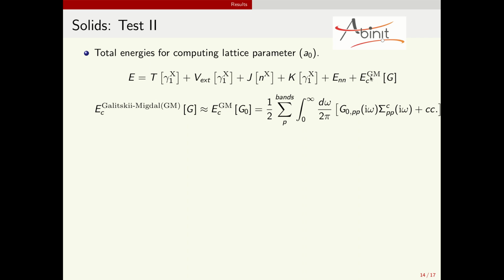But thanks to the Galitskii-Migdal expression, we know that it's also a functional of the Green's function. We can recover the correlation energy from the Green's function. So in this work we have approximated the correlation energy with the Galitskii-Migdal by using the non-interacting Green's function in this expression, and we arrive at this very simple expression for the correlation energy.